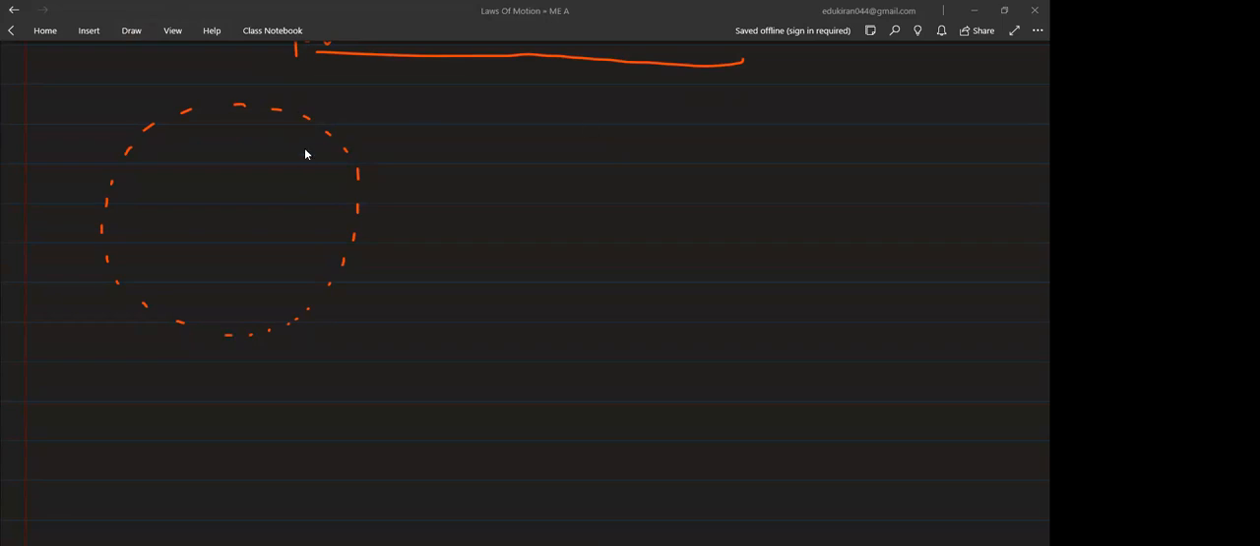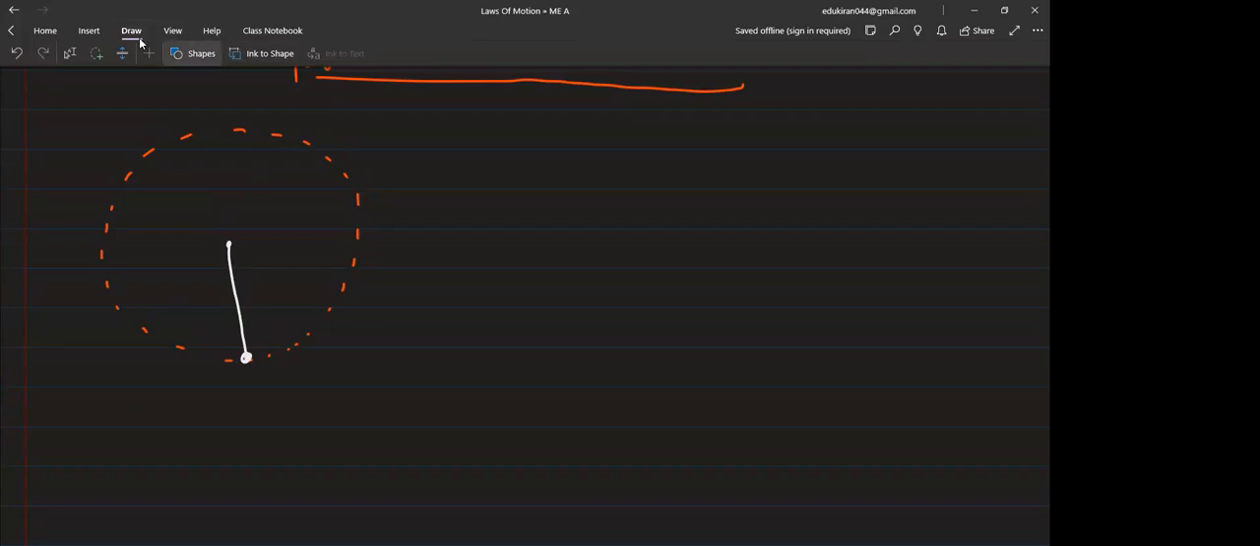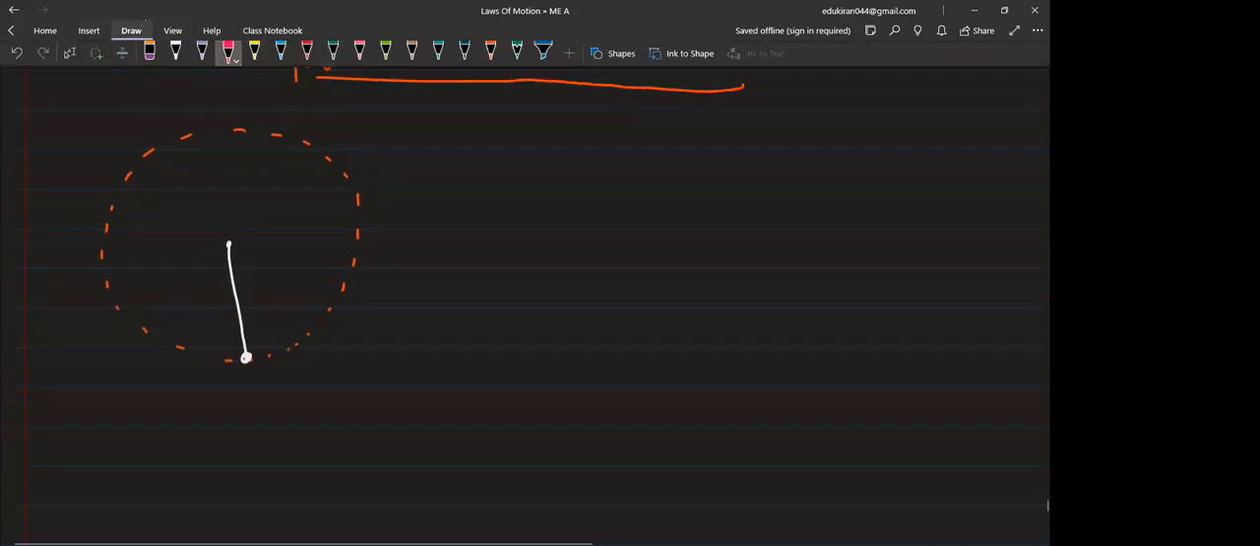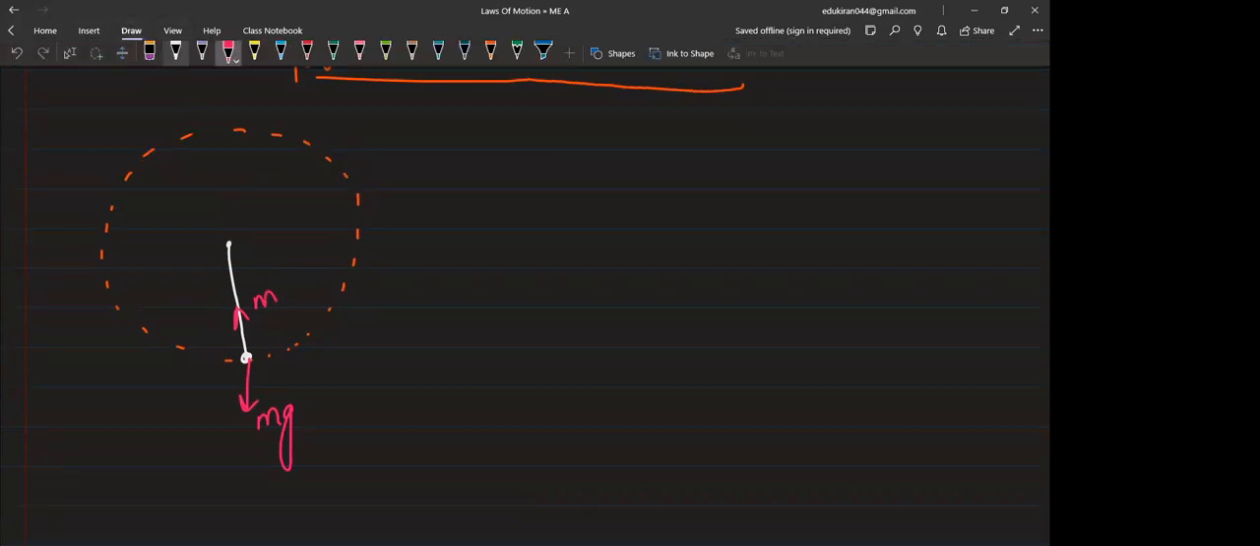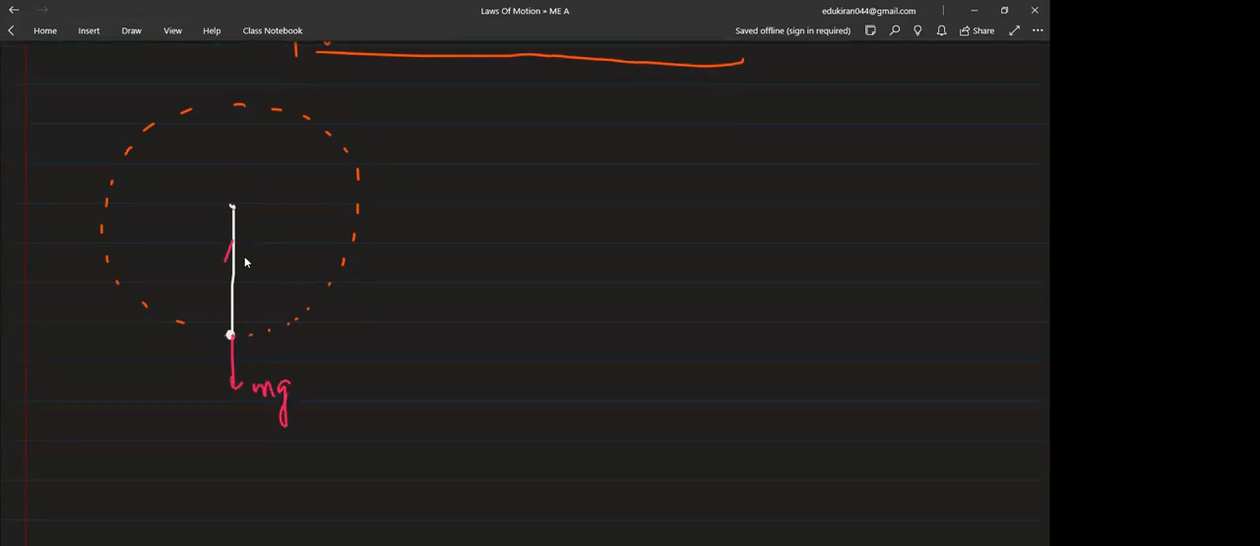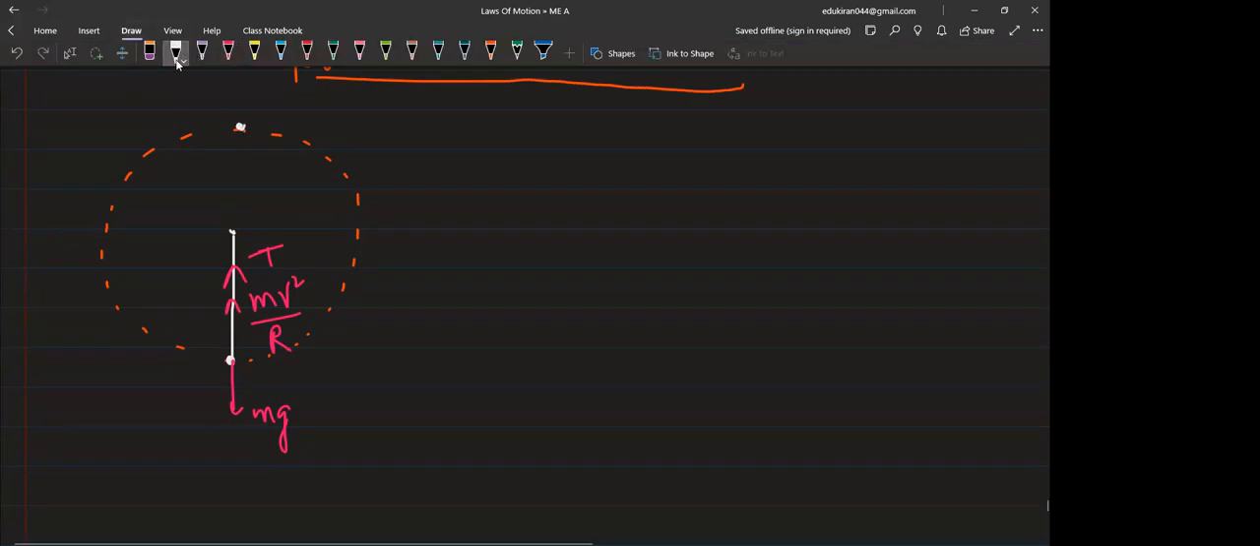Whenever we have motion in a vertical circle, suppose I have a string and a stone or a pebble tied to it, and I move it vertically. This is how it moves. What you have to remember is just two things. Downwards, mg will be acting, and along the radius towards the center, tension and mv square by r will be acting.